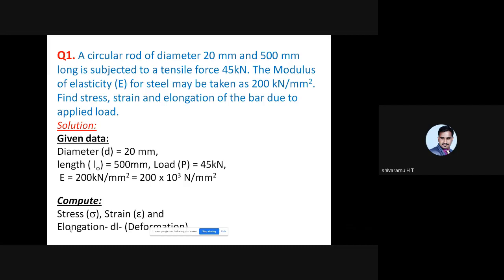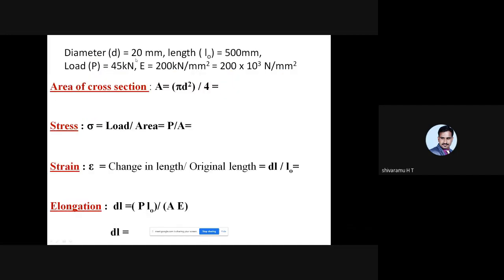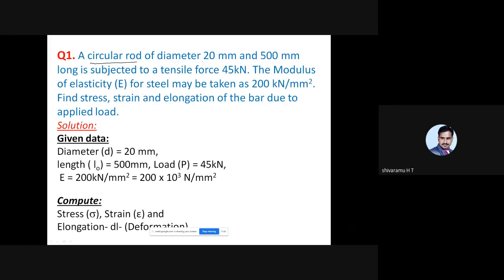So here the given is a circular rod of diameter 20 millimeters. The cross section of the bar is circular, its diameter is 20 millimeter and its length is 500 millimeter. It is subjected to a tensile force of 45 kilonewton, and the modulus of elasticity, Young's modulus, for the steel is given as 200 kilonewton per millimeter square.